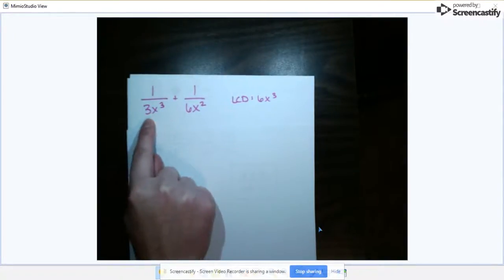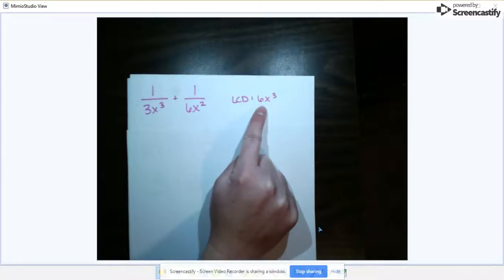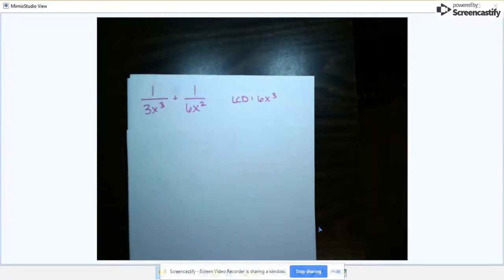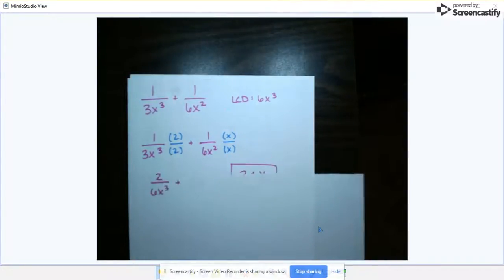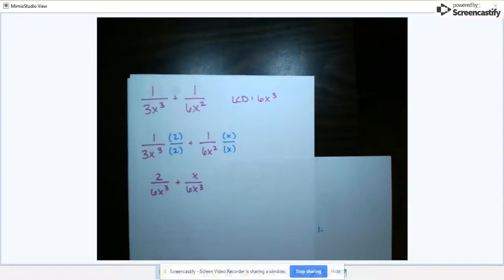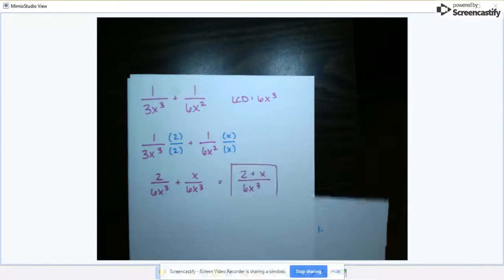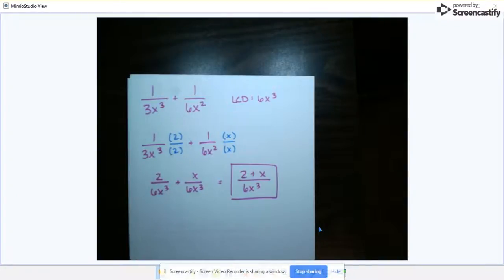So 3x to the third is similar to 6x to the third because they have the x cubed. However, we need to multiply the first fraction by 2 over 2. And our second fraction must be multiplied by x over x so that our x squared can become an x cubed. So when we multiply, you get a 2 over 6x cubed plus x over 6x cubed. So you have a 2 plus x over 6x cubed.